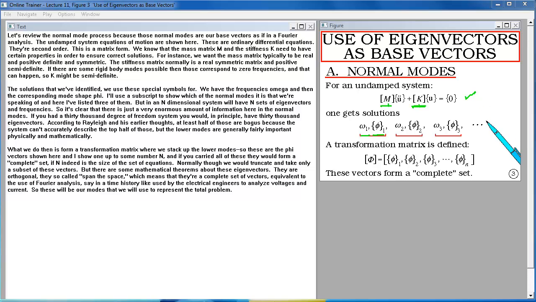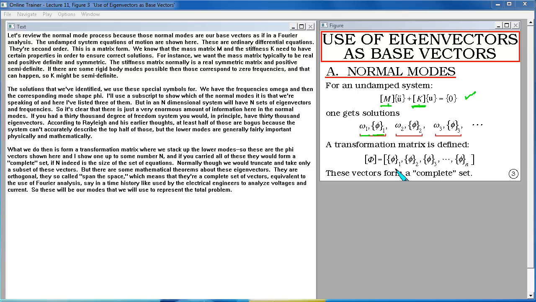If you had a 30,000 degree of freedom system, you would in principle have 30,000 eigenvectors. According to Rayleigh and his earlier thoughts, at least half of those are bogus because the system can't accurately describe the top half of those. But the lower modes are generally fairly important physically and mathematically. What we do then is form a transformation matrix where we stack up the lower modes.